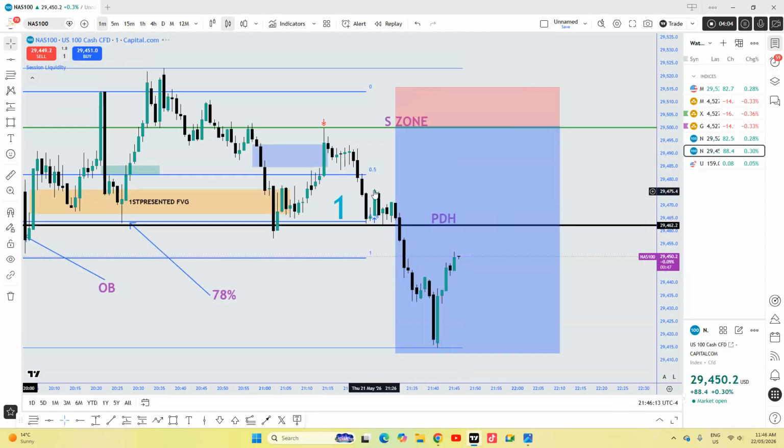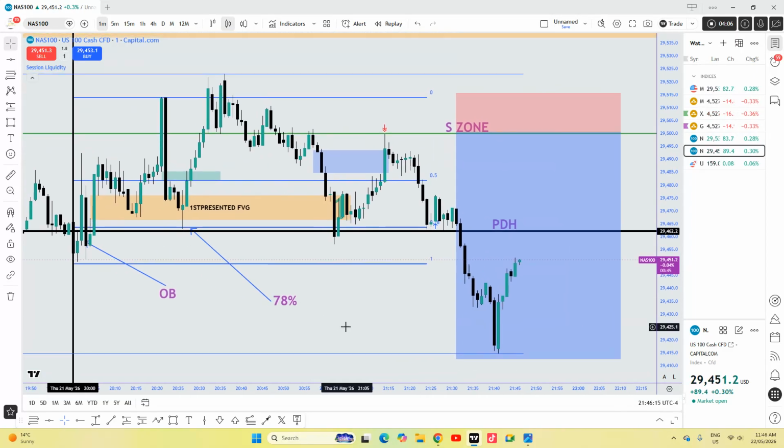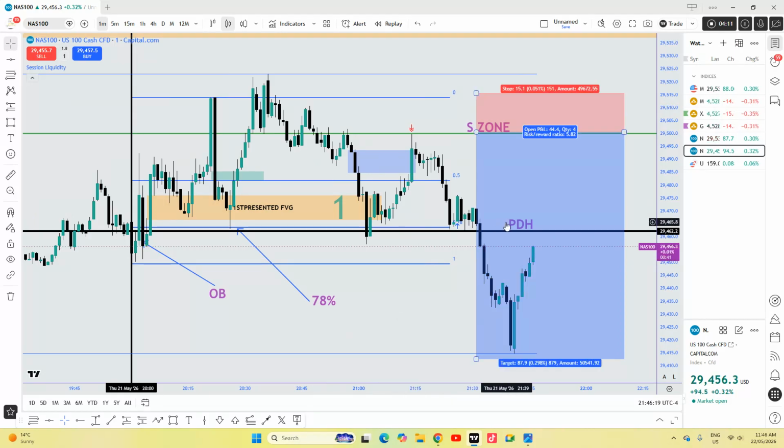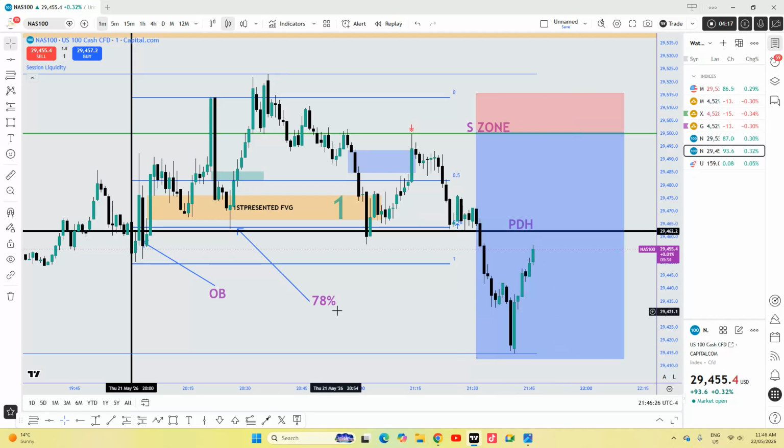Okay, so that is how to analyze this market. So it's still coming back here. This could be another zone for sales, could be pulling back up here again for another sell, because now we're bearish on Nasdaq.